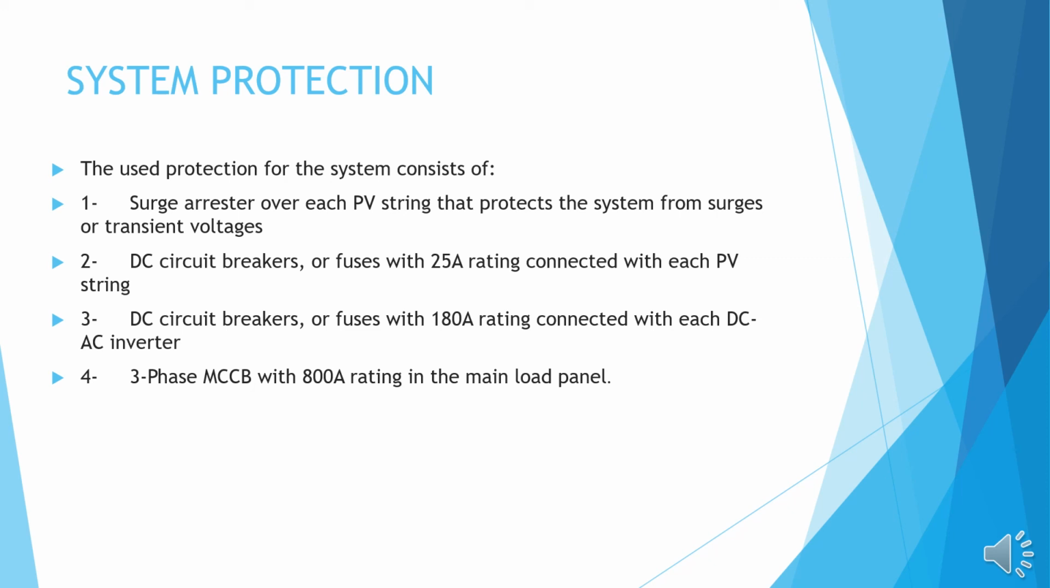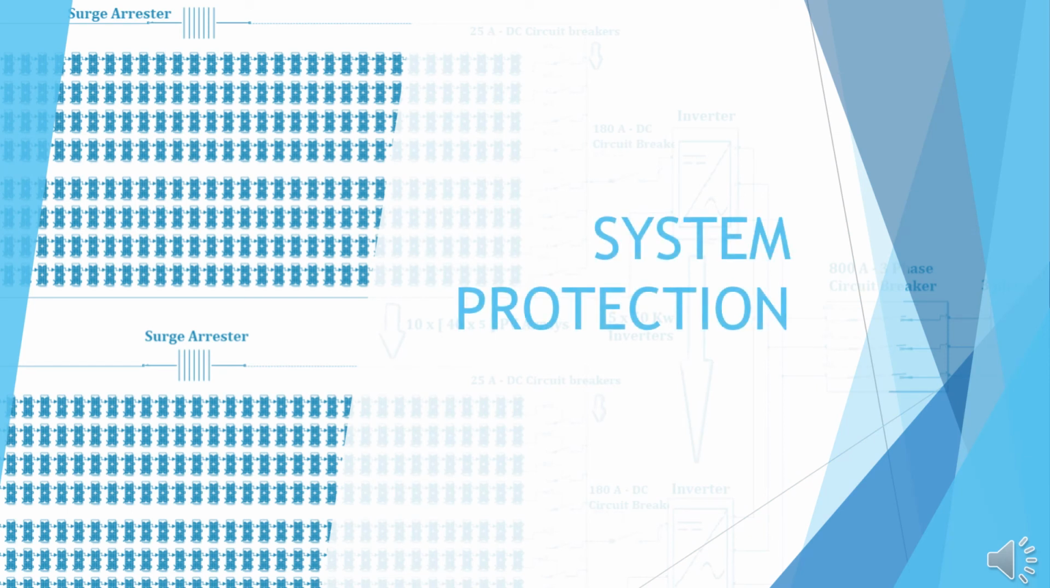Our protection system consists of many components, like surge arresters over each PV string that protect the system from surges and transient voltages. Also DC circuit breakers or fuses with 25 ampere rating, which is independent of the load side calculations, connected with each PV string, and also DC circuit breakers or fuses with 180 ampere rating connected with each DC-AC inverter, which is also independent of the load side calculations. And finally a three-phase miniature circuit breaker with 800 ampere rating in the main load panel. For the DC protection, fuses are commonly used rather than DC circuit breakers, because it's not easy to find DC circuit breakers with the required rating. In the next slide, we'll see our system protection.